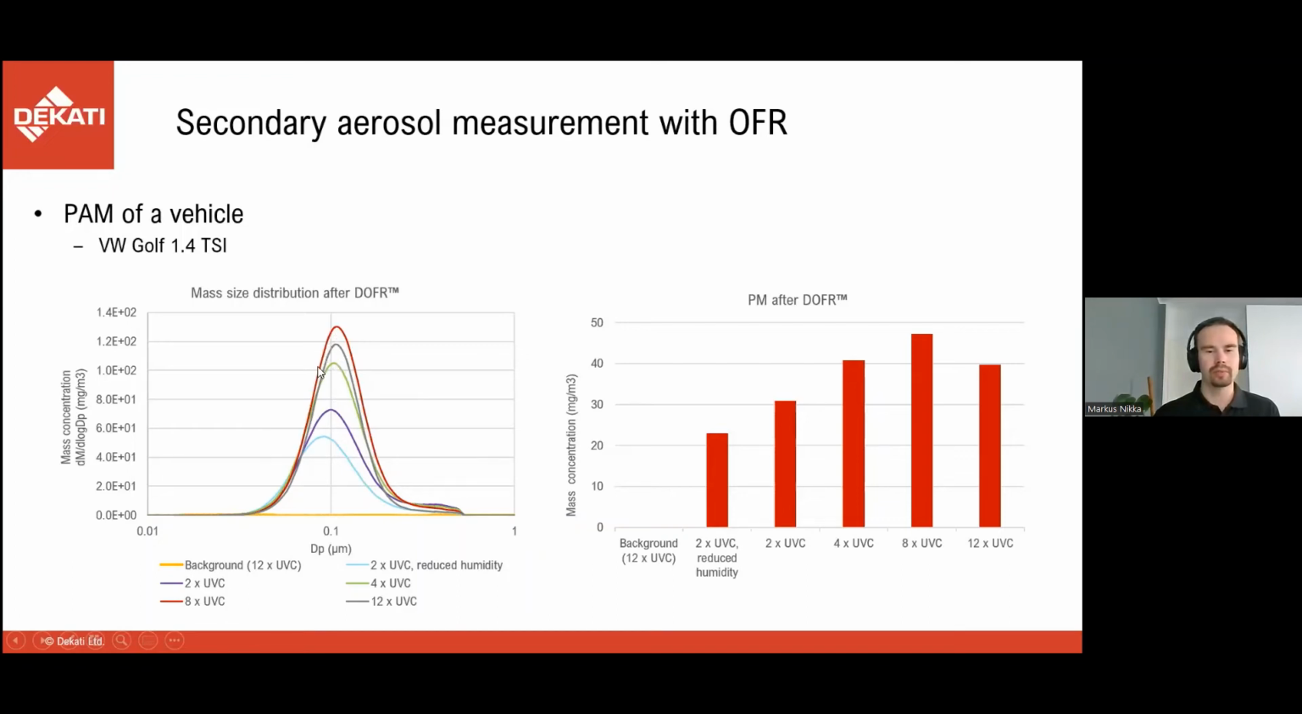But we noticed that with 8 lamps, we actually find the maximum. So when we change from 8 to 12, we actually see a decrease in the peak of the distribution. If we look at only the mass concentration value, not the distribution, we observe the same phenomenon. So we get the maximum with 8 lamps active. These values are dilution corrected to the tailpipe conditions.